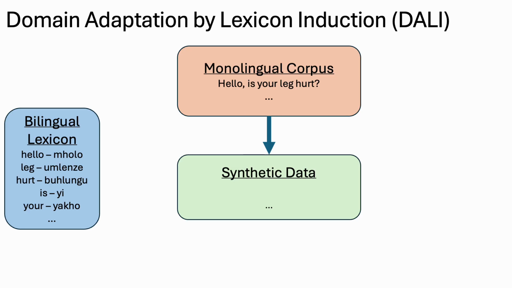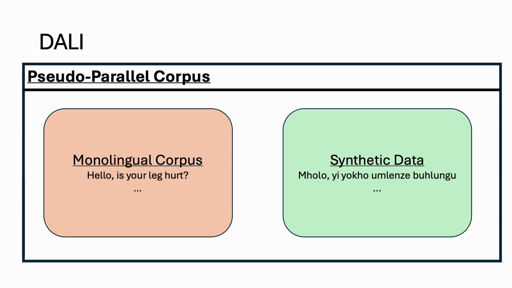One of the methods for generating synthetic data that we explored is domain adaptation by lexicon induction, or DALI. DALI generates synthetic data by taking a monolingual in-domain corpus and word-for-word back-translating it using a bilingual lexicon. For example, for this sentence, word-for-word back translation works by identifying the word hello, finding its translation in the lexicon, and putting the translation in the synthetic sentence. The same thing is done for the rest of the sentence. The result of this process is a pseudo-parallel corpus of data that can be used for training machine translation models.